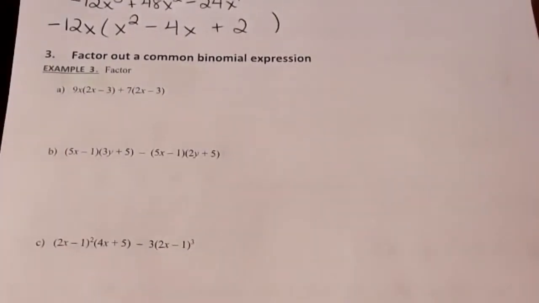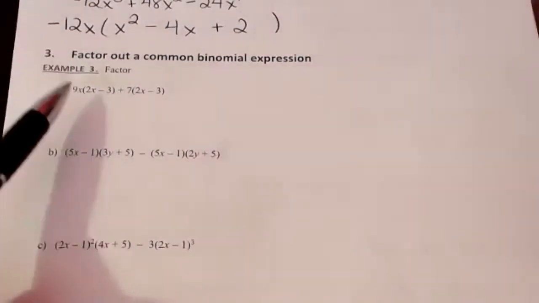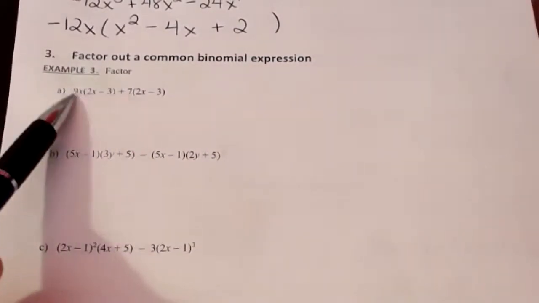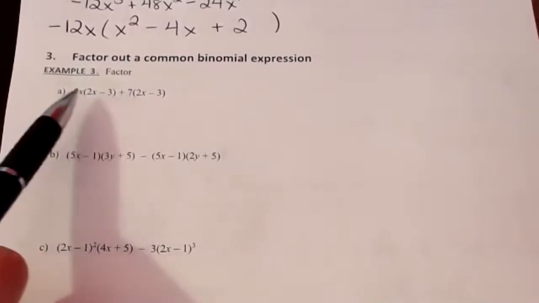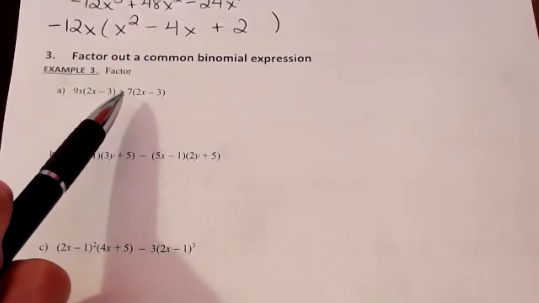Moving into number 3, factoring out a common binomial expression. This is essentially the foundation for AC grouping and factoring by grouping. So what I'd like you all to do is first to consider numeric and variable part again. Notice we have a 9x, we have a 7. There actually is no GCF concerning the 9x and the 7, so I'm not even going to sweat that.